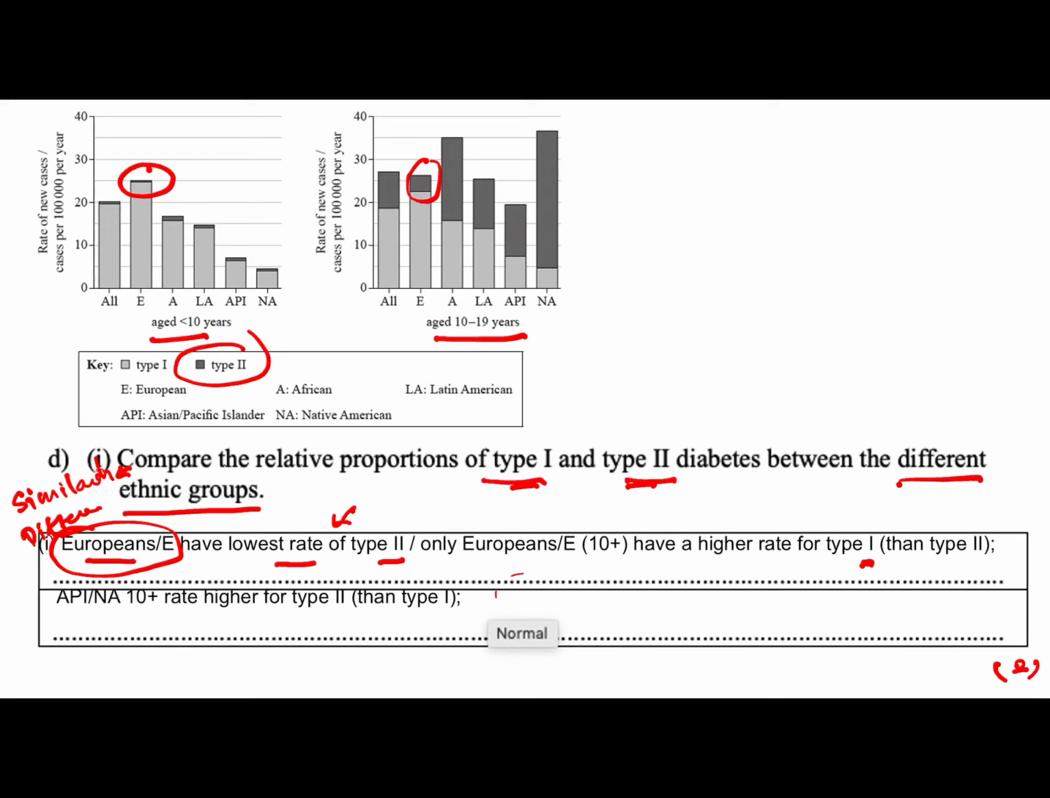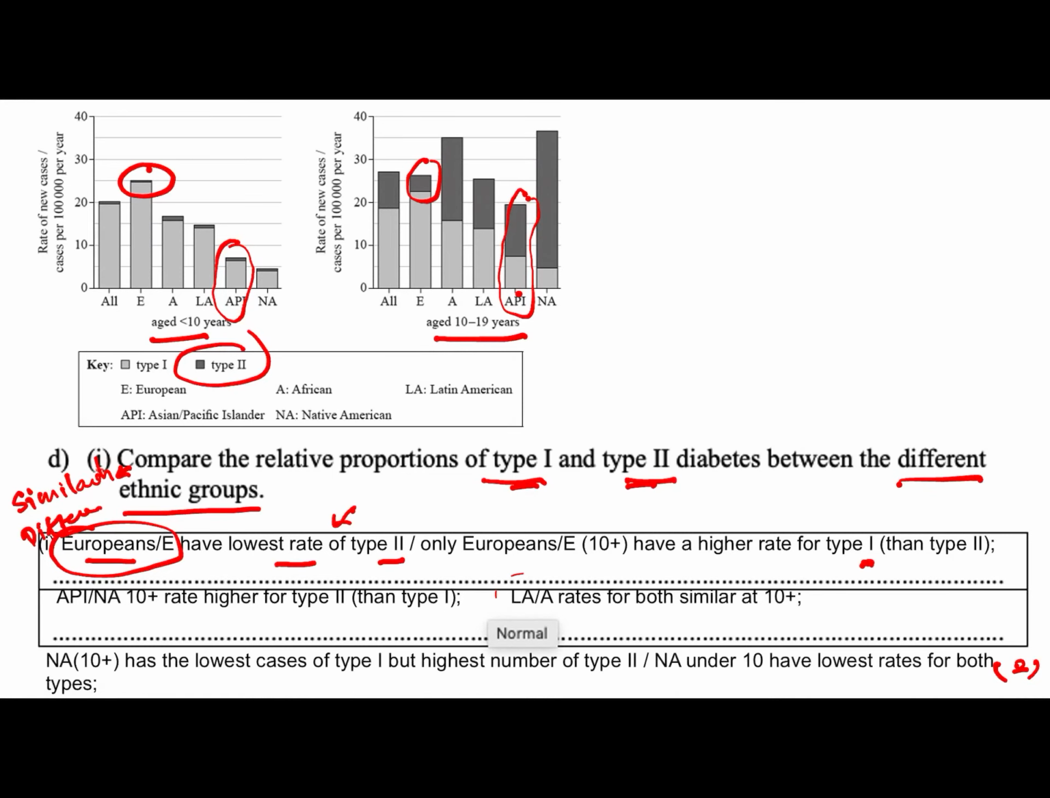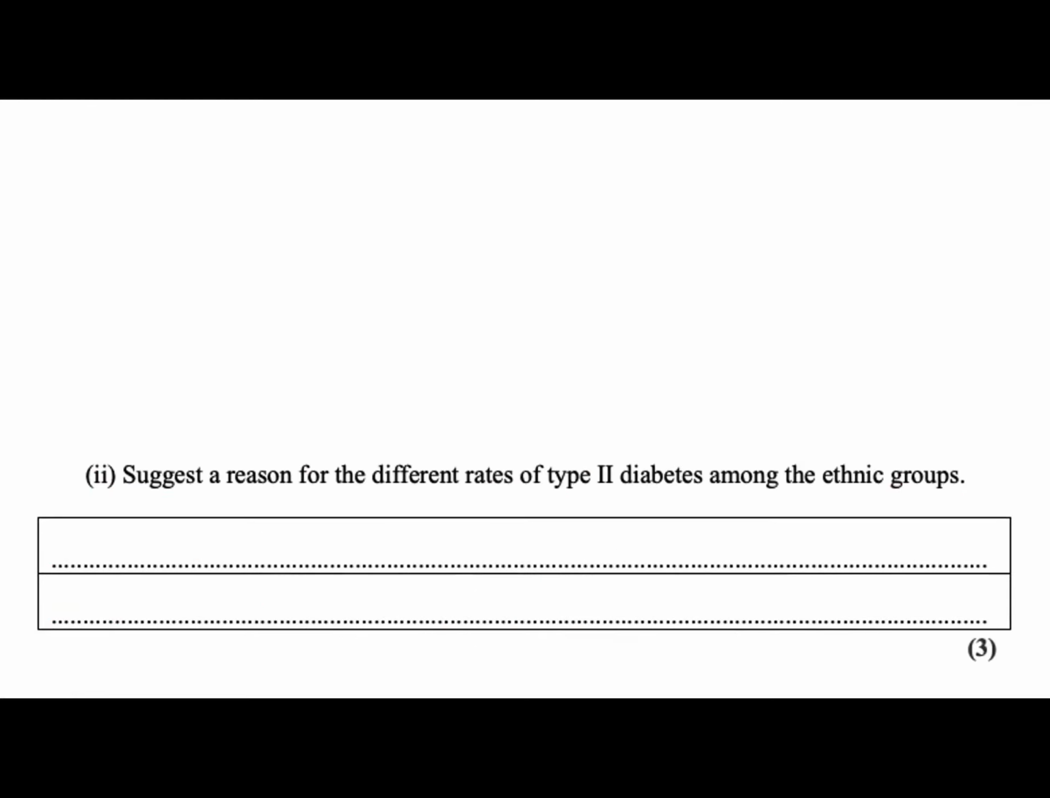Now, API, which is Asian Pacific Islander, this one and this one: we are comparing, and the rate is higher for type 2 than type 1. Another one, you can take any other example. Another one given here is that Native American has the lowest cases of type 1, but the highest in type 2. So here is lowest, but here is highest. Very clearly, 3 points are given.